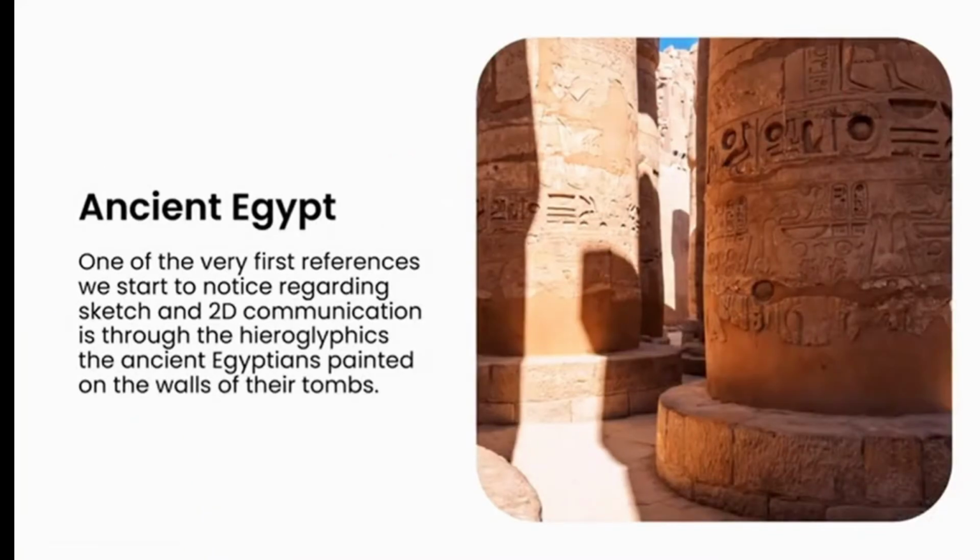One of the very first references we start to notice regarding sketch and 2D communication is through the scripture in the ancient Egyptians' paintings on the walls in their tombs, and obviously this is referred to as hieroglyphics. Ornate gold ornaments found in Egyptian tombs played a huge role in symbolizing the wealthier and powerful Egyptians. This is just another insight to the start of interior design.